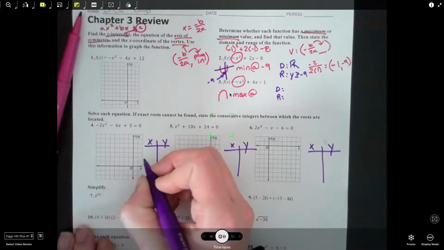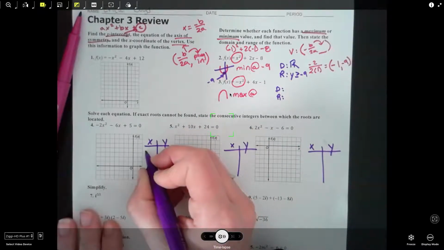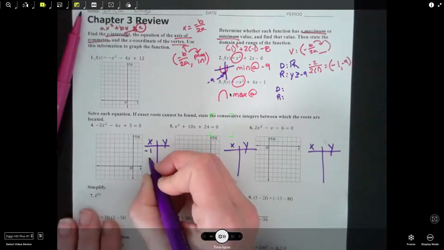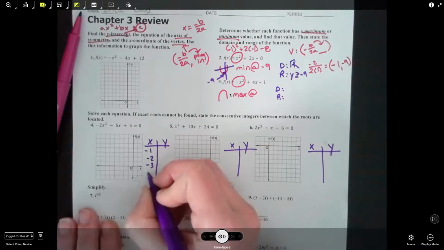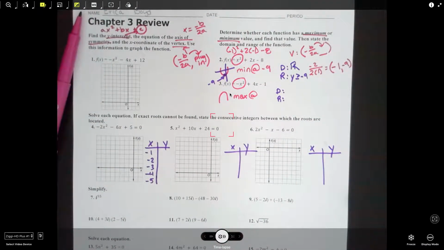But 2 is off my graph. Let's do -1, -2, -3, -4, -5. You can judge from there and see if you need more than that, because maybe you'll need more. Okay. What are we looking for here? The y's. Yeah, you're going to plug in the y's, but what are you looking for besides that?